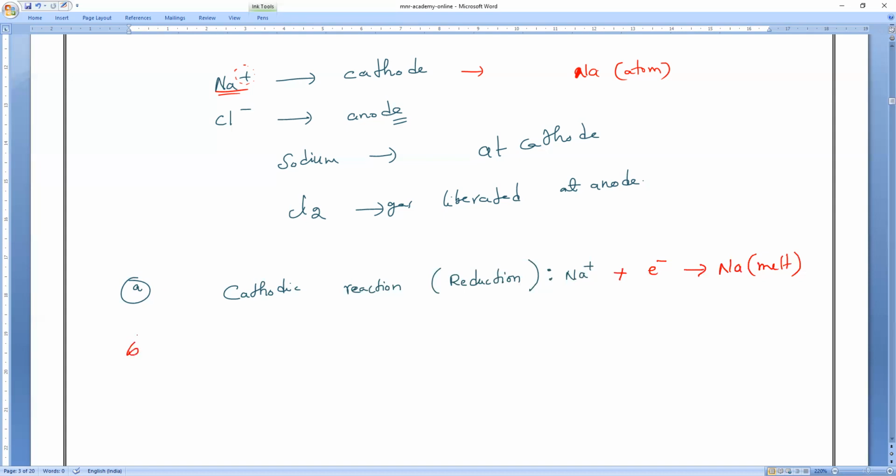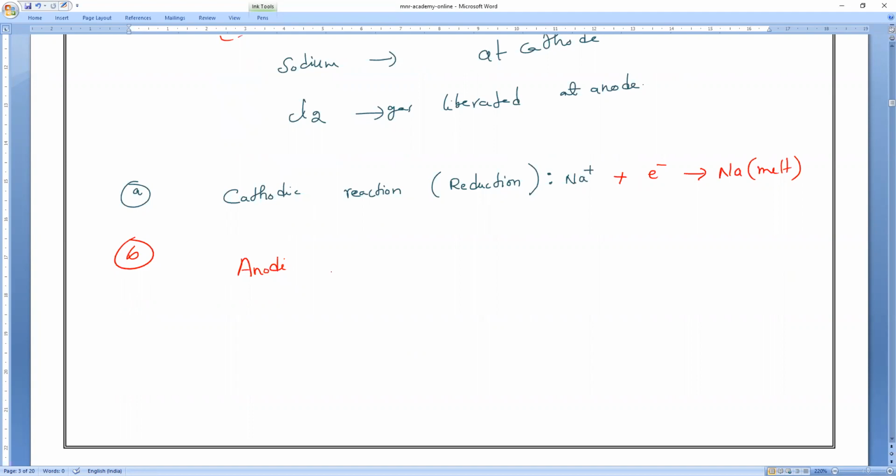Next, the anodic reaction. We want to convert chlorine ion into chlorine gas. So we need removal of electrons or addition of electrons? Already it is minus, guys, there are excess electrons. So it needs to remove the electrons. The anodic reaction is oxidation. Removal of electrons is what we call oxidation.